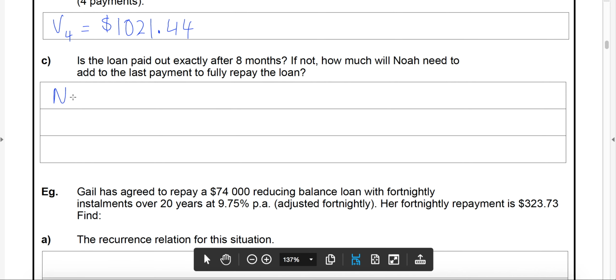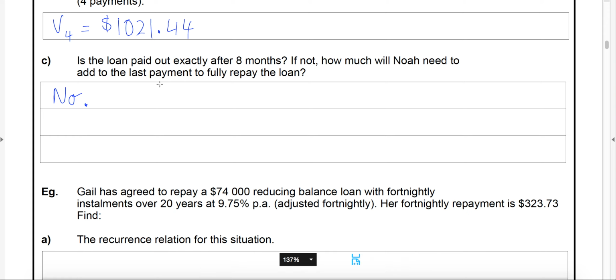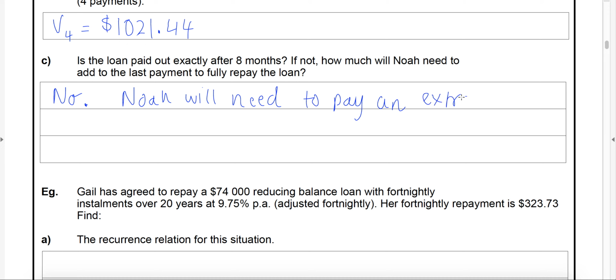He has not fully repaid it after those 8 months. So Noah will need to pay an extra $3.15. And that's with that last payment.